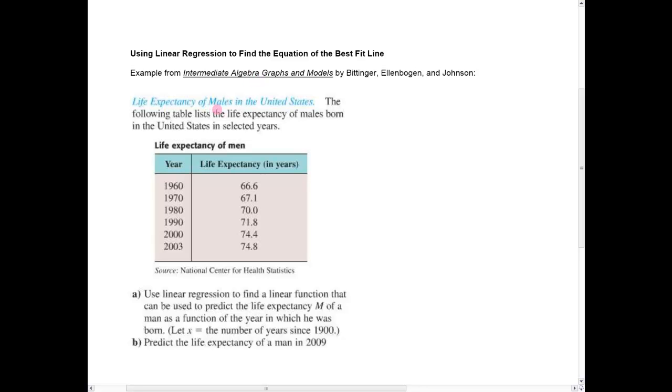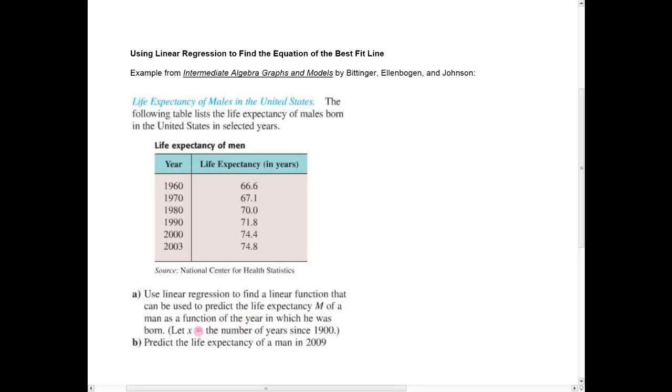It says the life expectancy of males in the United States is given in this table. In 1960 the life expectancy was 66.6 years, and a decade later it had gone up a little bit, and you see it's just increased somewhat. The question asks us to use the linear regression capabilities of our calculator to find a linear function that can be used to predict the life expectancy, capital M, of a man as a function of the year.